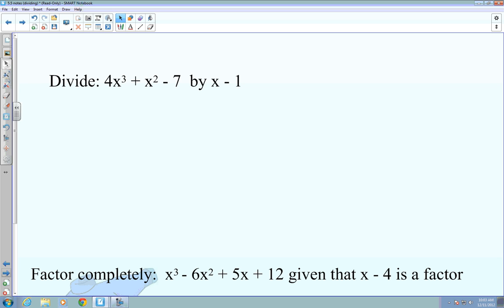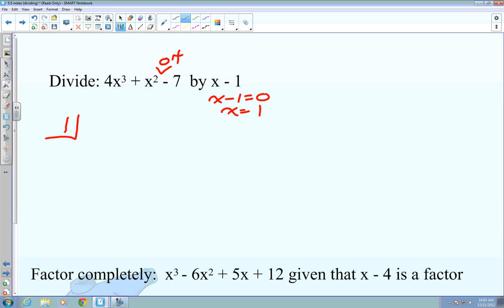Okay, this time we're going to divide 4x to the third plus x squared minus 7 by x minus 1. Now the first thing I'm hoping you notice: there's no x. There is no x. Very good. So I'm going to add a 0x in there. Now when I look at x minus 1, then x minus 1 equals 0. That means x equals 1. So I'm going to use a positive 1 in my little box here.